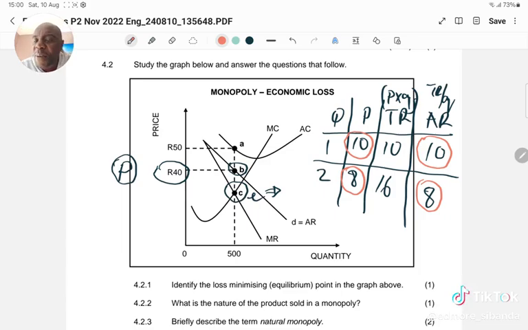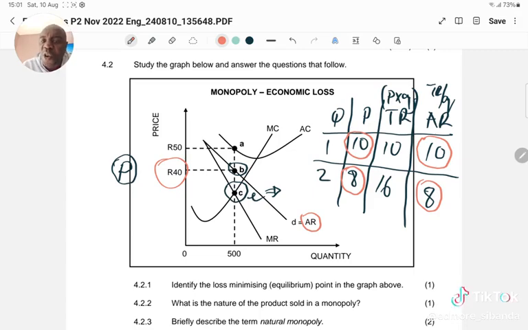So that's how I came to the conclusion that 40 is my price, because it's as a result of point B, which is lying on the average revenue curve. So if my average revenue is 40, it also means that my price is 40.